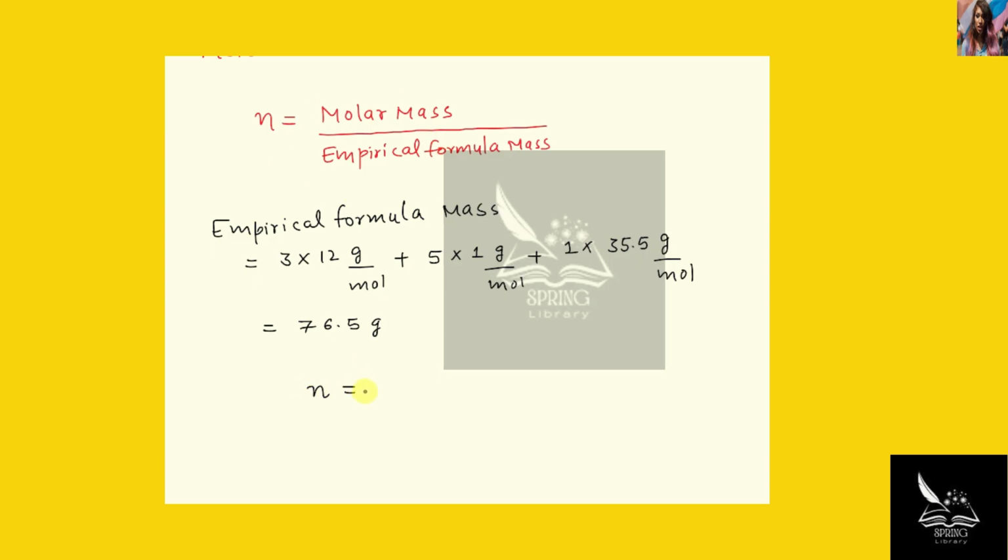Now we can substitute the values in the relation for N. It will be equal to 153.05 gram per mole, that is the molar mass, divided by empirical formula mass 76.5 gram per mole. On solving this, we are getting the value of N equal to 2.